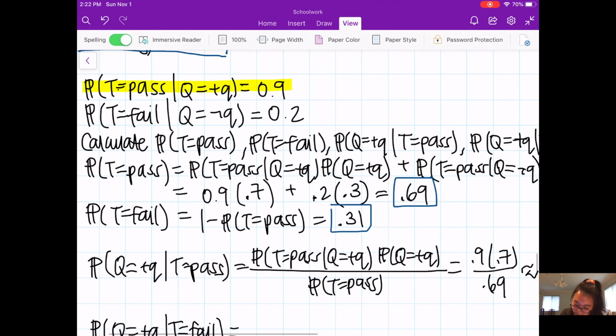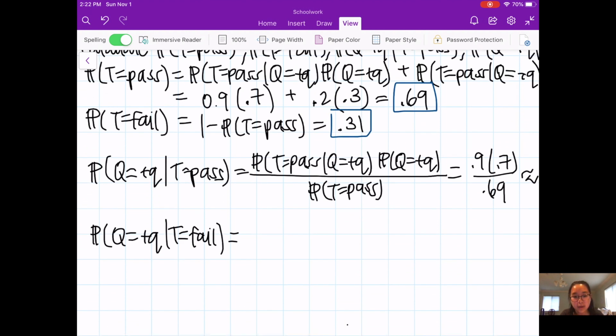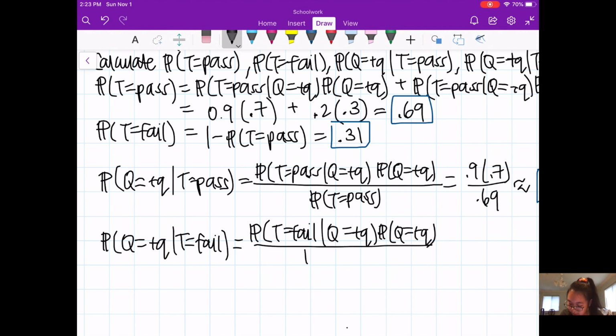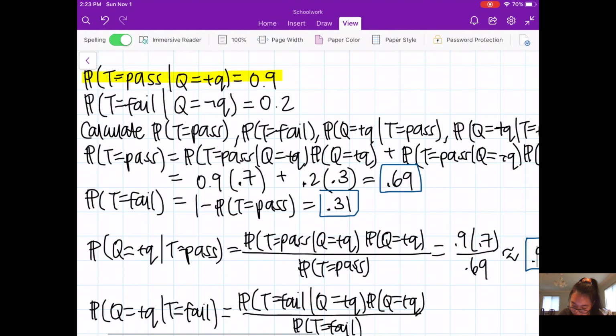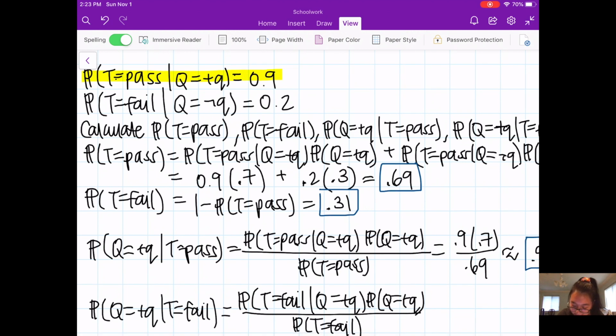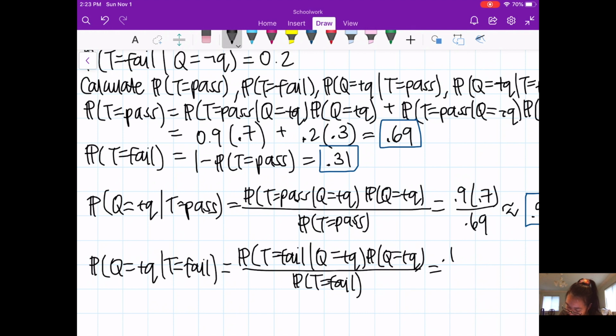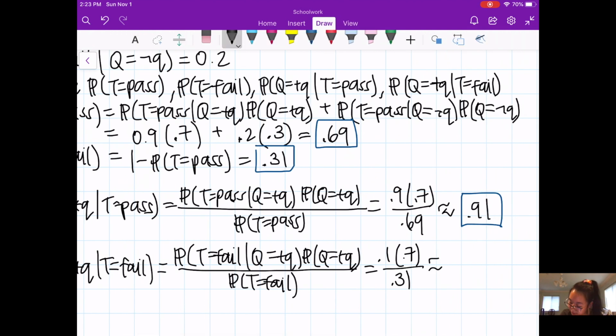And then same thing as before. This is a good chance to use Bayes' rule because we have the different values for each case because we have given and then we can subtract. So this would just be equal to the probability T is equal to fail given that Q is equal to positive Q, and then times the same thing as above over the total probability that T is going to be a fail. So if we look here, we know that the probability of T passing given positive Q was 0.9. So that means the probability of T failing given positive Q must be 0.1 in order for the sum to still be equal to 1. So that means this has to be equal to 0.1 times 0.7 over the 0.31 we found before. And that will be about 0.22.